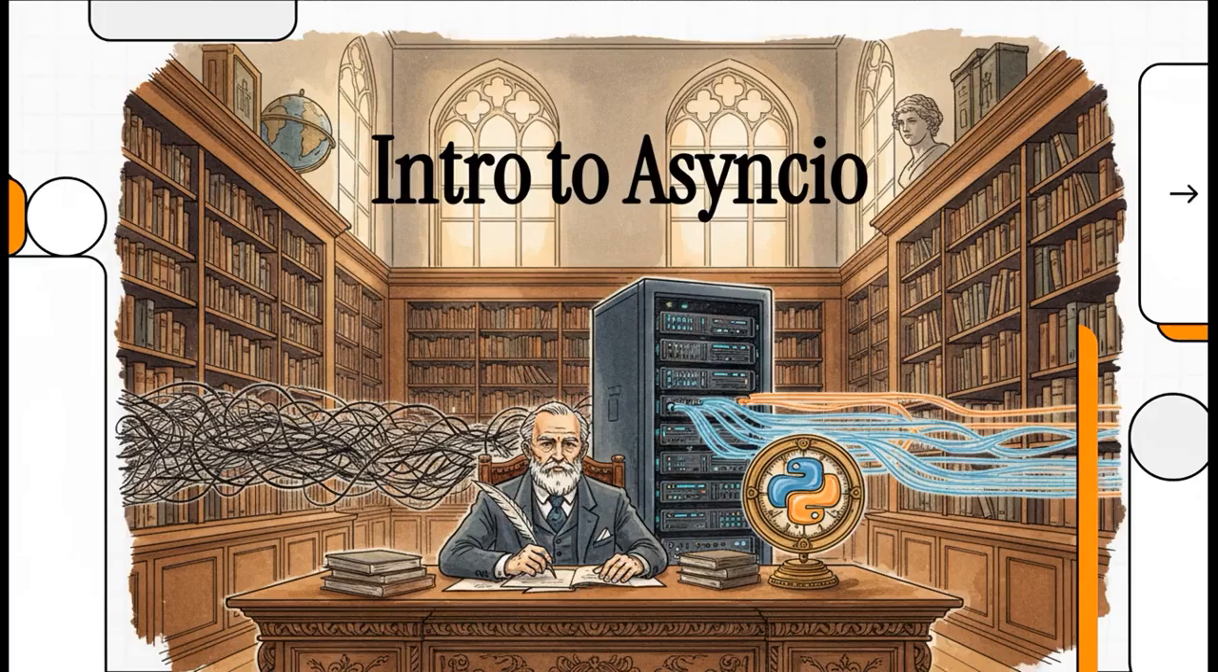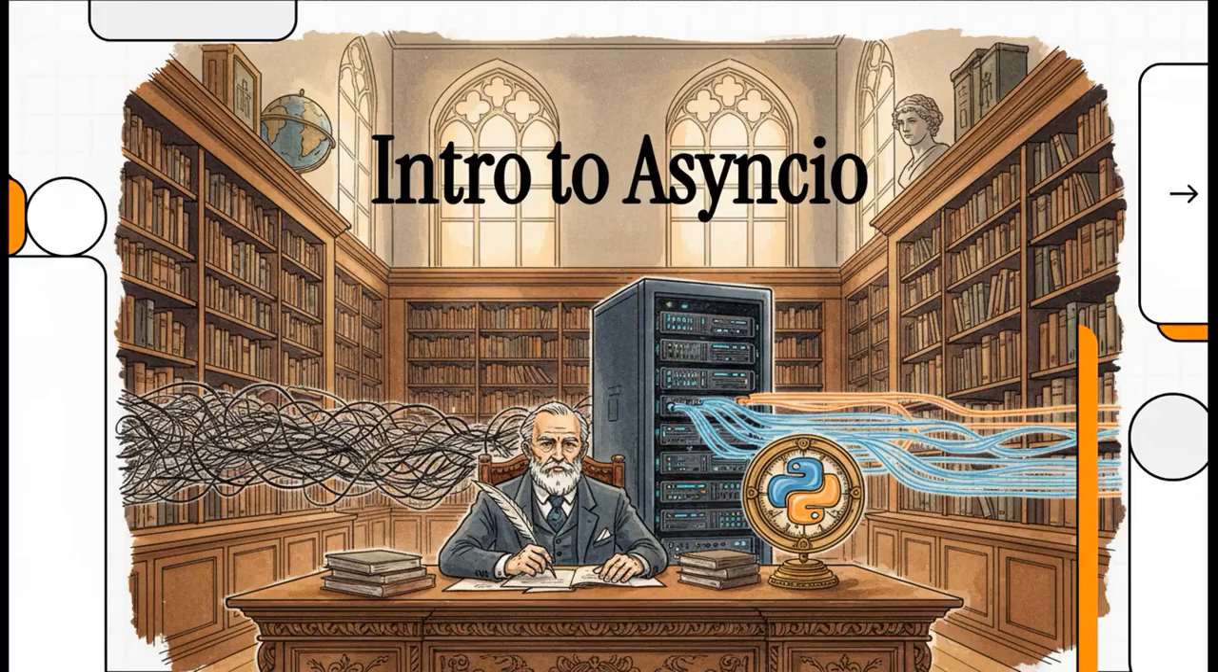Okay, I love a restaurant analogy. So the old thread model is like hiring a different waiter for every single table. You have a waiter at table 5 who just stands there staring blankly at you while you slowly read the menu, and they're unable to do anything else. Yeah. But Asyncio, on the other hand, is like having one incredibly fast waiter for the entire restaurant.